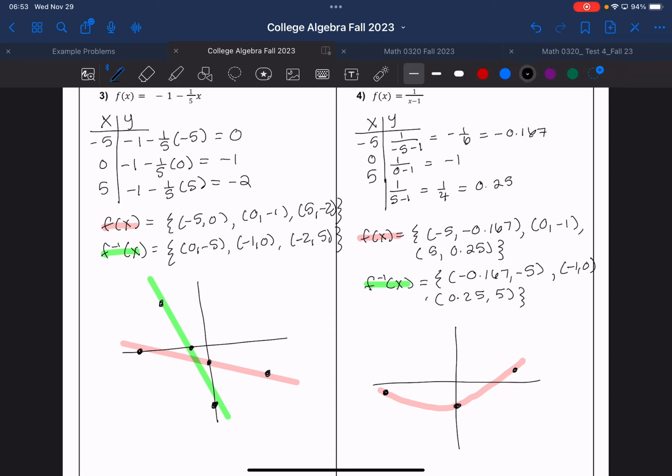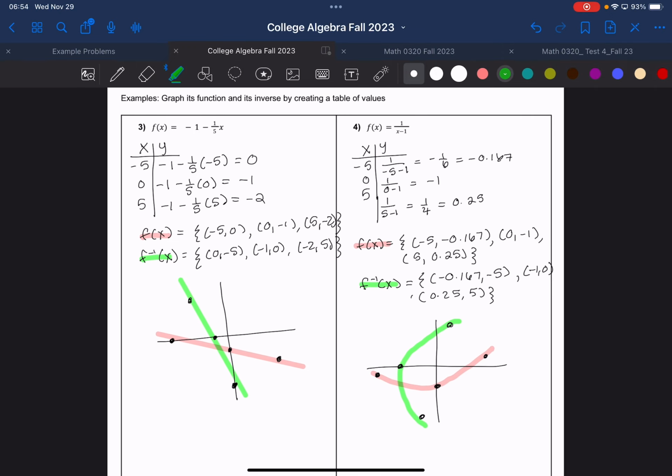So plotting my opposite points, I have -0.167, -5, -1, 0, and then 0.25, 5. So again, rough sketch, connecting for my inverse. Okay. Any questions on 4?